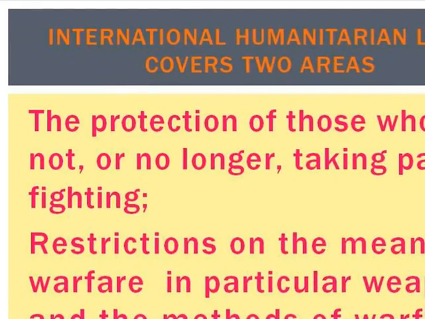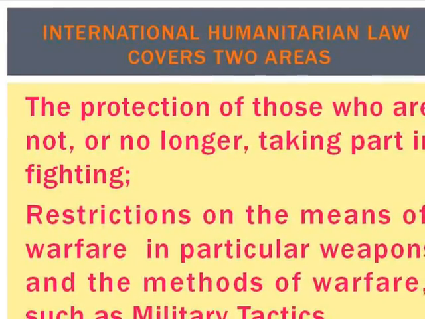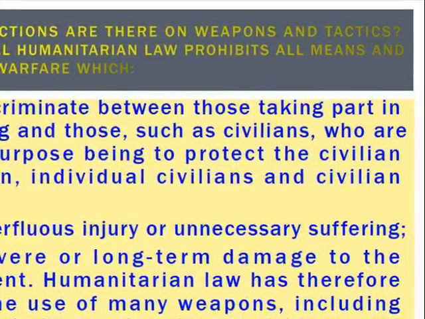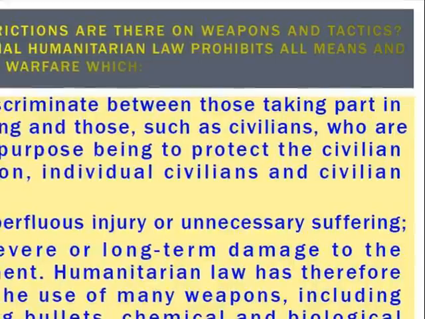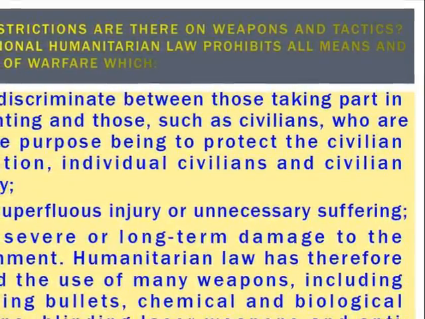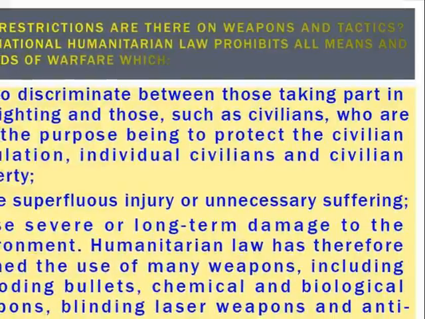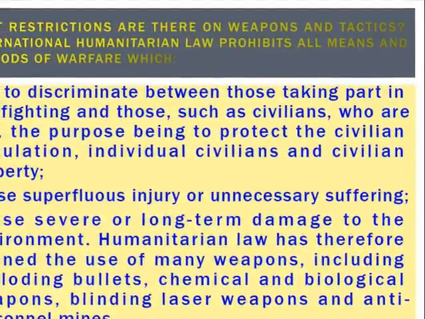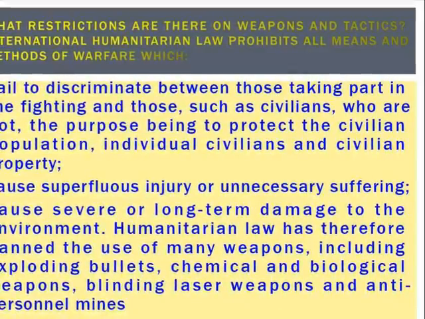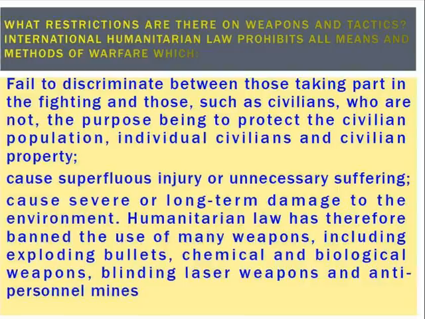International humanitarian law covers two areas: the protection of those who are not or no longer taking part in the fighting, and restrictions on the means of warfare, in particular weapons, and the methods of warfare, such as military tactics. What restrictions are there on weapons and tactics? International humanitarian law prohibits all means and methods of warfare which fail to discriminate between those taking part in the fighting and those, such as civilians, who are not. The purpose is to protect the civilian population, individual civilians and civilian property, and to prevent superfluous injury and unnecessary suffering, and severe or long-term damage to the environment. Humanitarian law has therefore banned the use of many weapons, including exploding bullets, chemical and biological weapons, blinding laser weapons and anti-personnel mines.